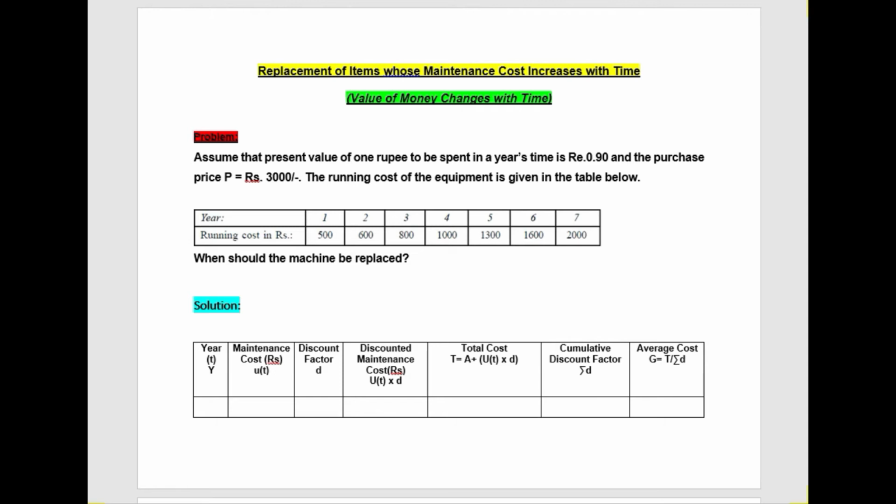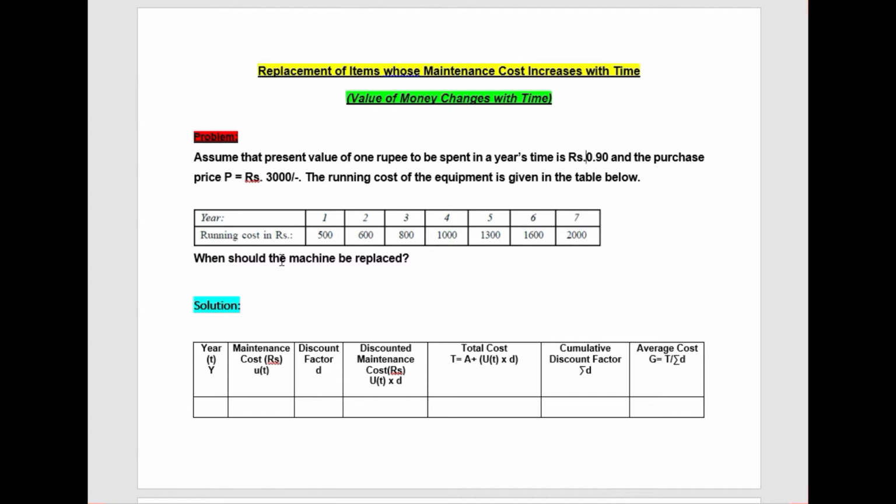Okay, now let's start to solve the problem. Assume that the present value of 1 rupee to be spent in a year's time is rupees 0.90, and the purchase price P equals rupees 3,000. The running cost of the equipment is given in the table for 7 years. The question is, when should the machine be replaced?